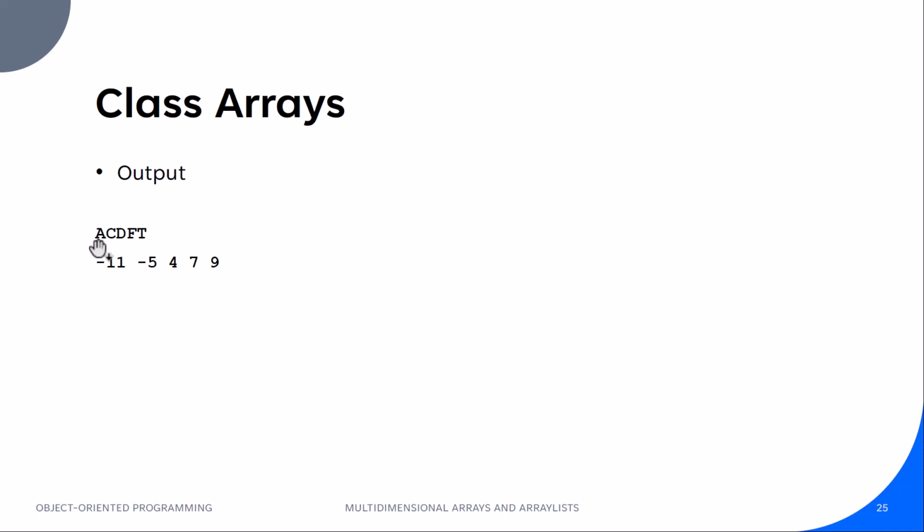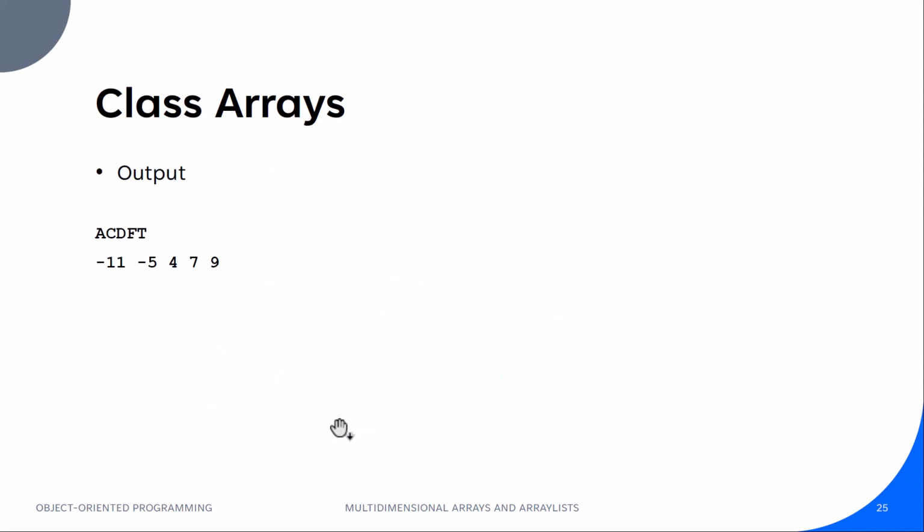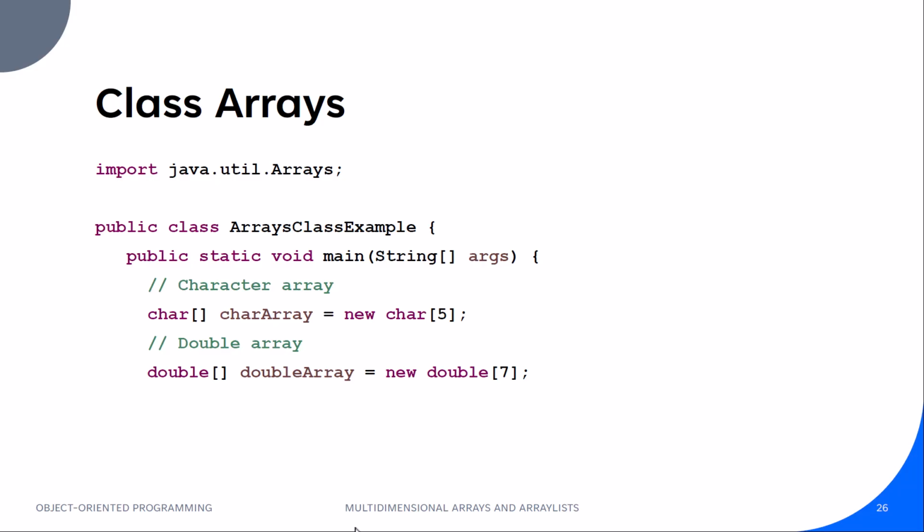We had 2 arrays. One was a character array and the other was an integer array, and now these arrays are sorted from the smallest to the biggest. In the character array, the smallest was A, and now it's sorted starting with A. And here's our integer array. The smallest is -11. So the sorted array starts with -11. Here they are.